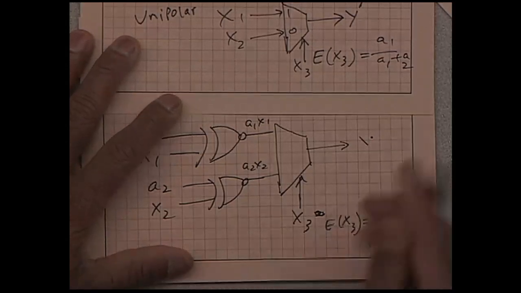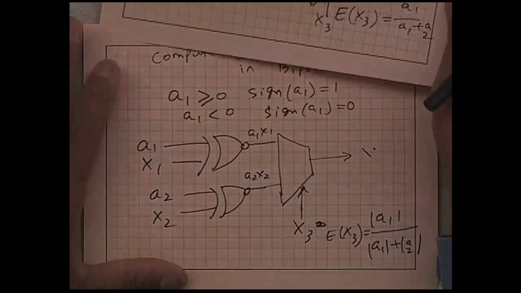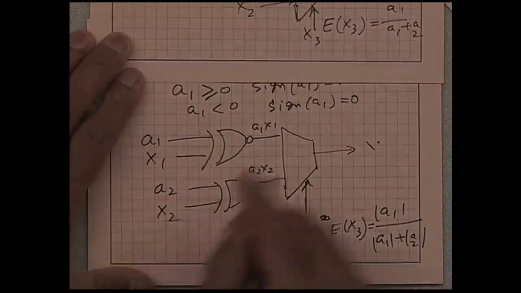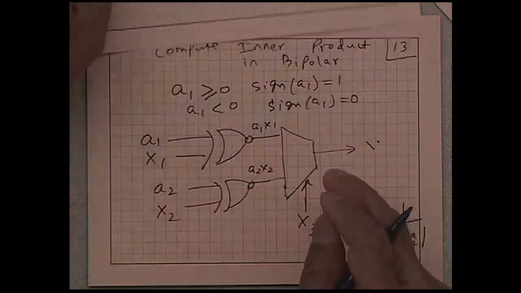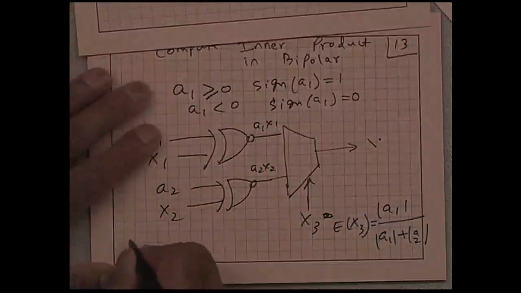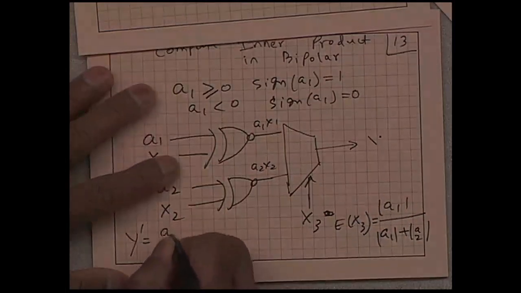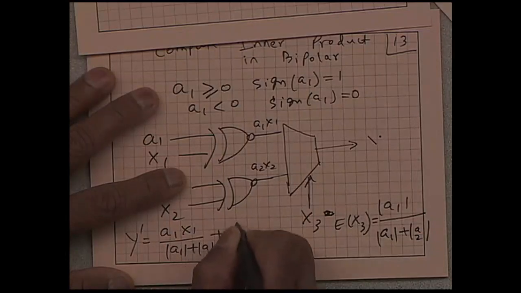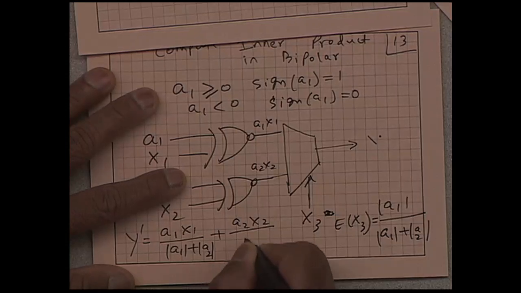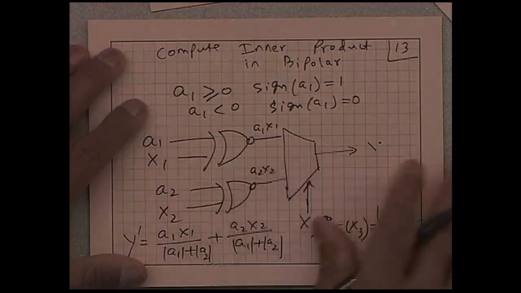Okay, so let me start writing these slightly differently. So instead of writing down y prime equal to this, we will divide by A1 plus A2. So y prime becomes A1 x1 by absolute value of A1 plus absolute value of A2, plus A2 x2 by absolute value of A1 plus A2, which can then be written differently.